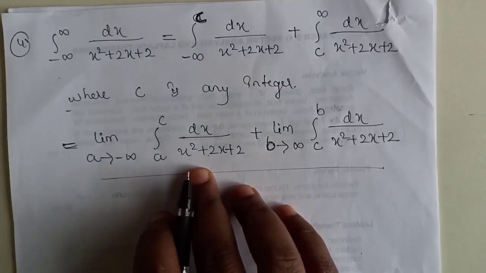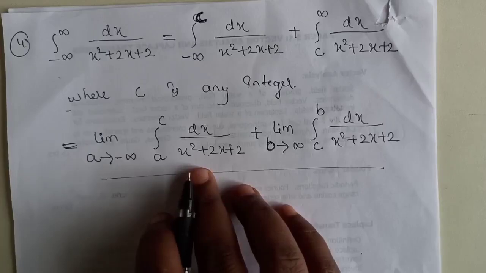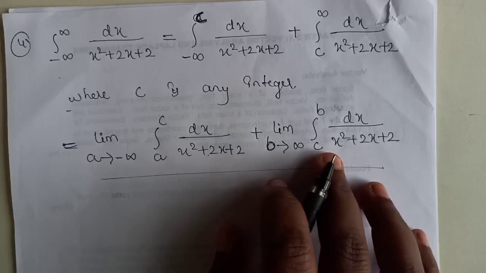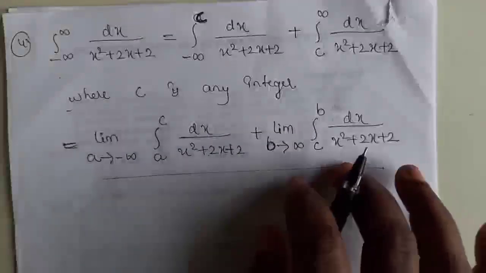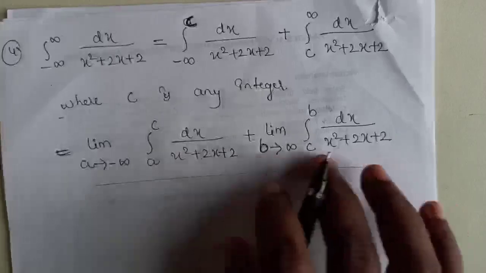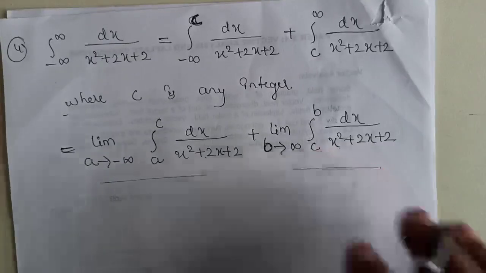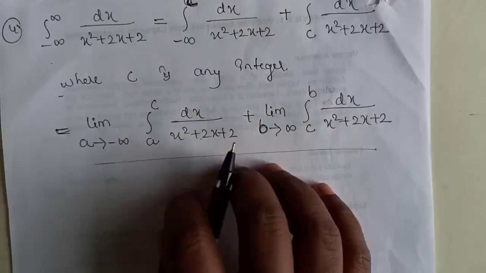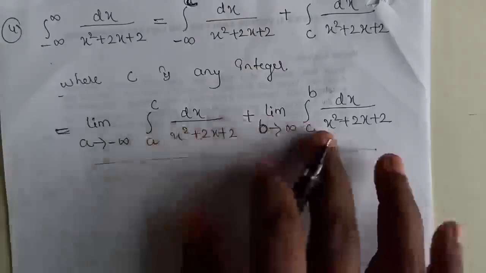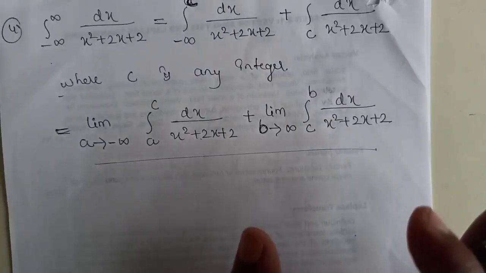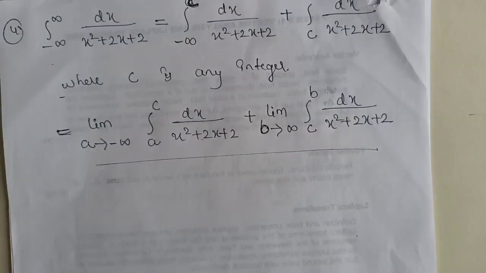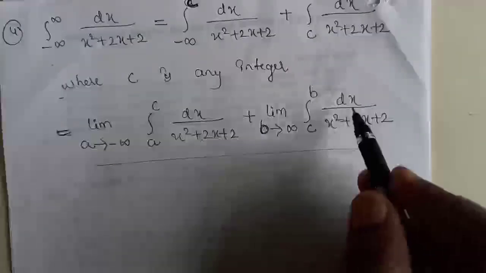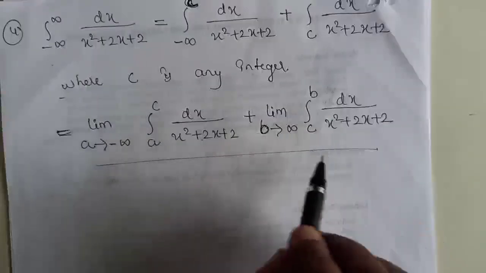The test for convergence can be done as follows: if both the limits are finite, then we say that the given integral is convergent. Otherwise, if any one is infinite, then we say that the given integral is divergent. Therefore for convergence we need both limits to be finite, otherwise it will be divergent. Now we check one by one. The integral part is the same for both limits.